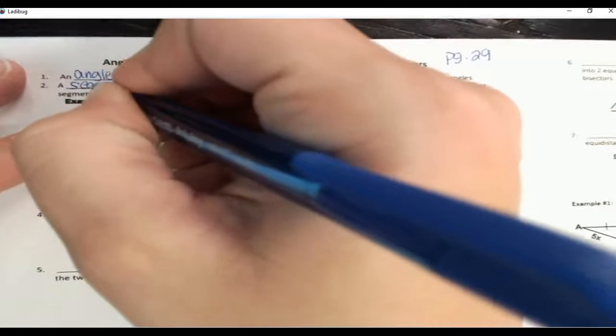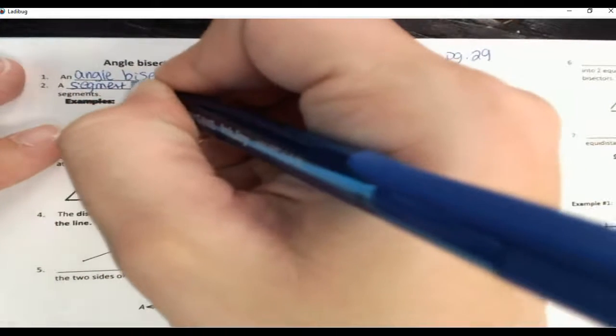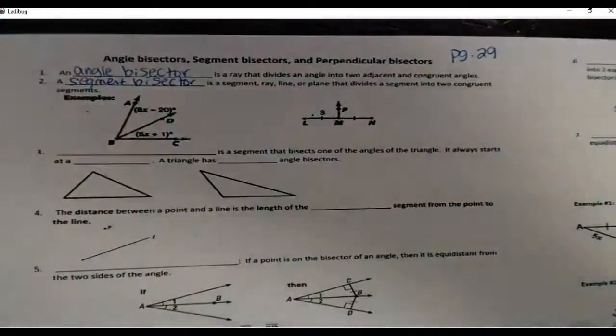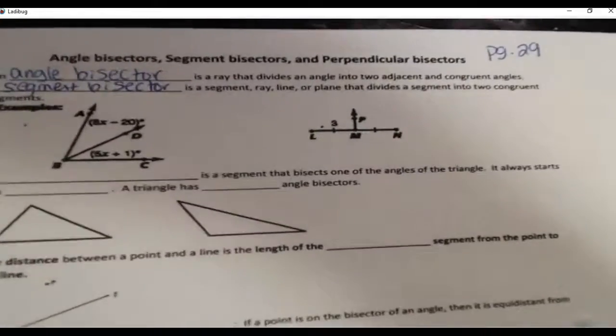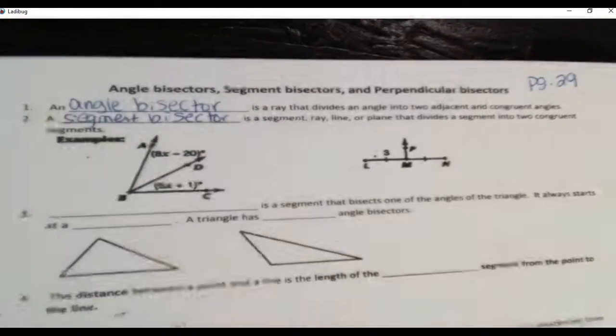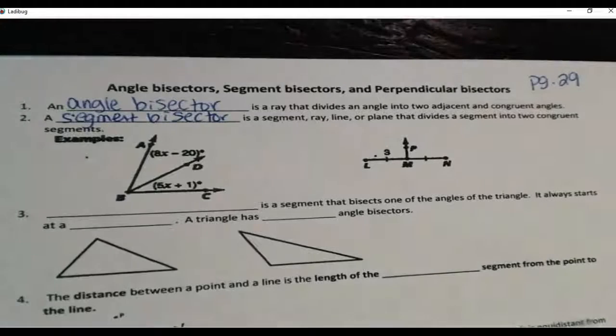And then a segment bisector can be a segment, it can be a ray, it could be a line, it could even be a plane that divides a segment into two congruent segments.